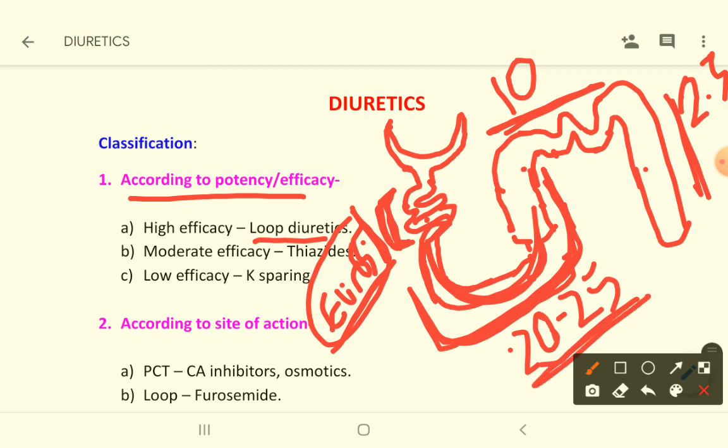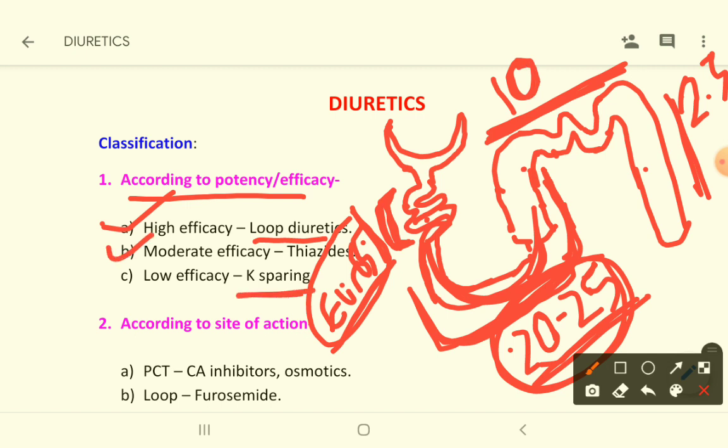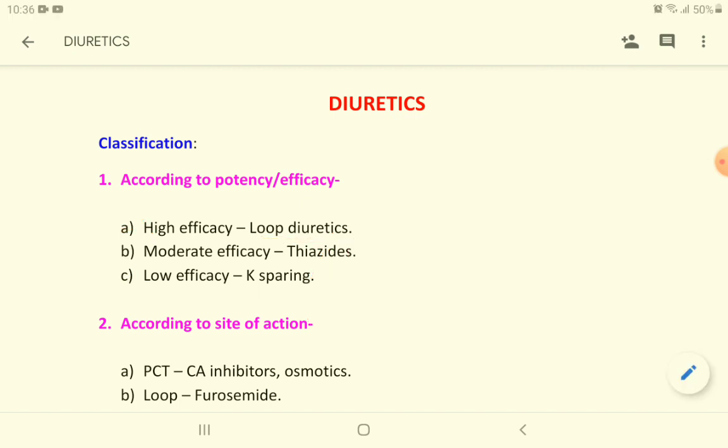So 20 to 25% reabsorption. For that reason, they are called high efficacy. And thiazide diuretics work in this part, the distal convoluted tubule. So they have moderate efficacy, and potassium sparing drugs have low efficacy, because in the collecting ducts and collecting tubules only 2 to 3% water reabsorption occurs. For that reason, this is called low efficacy.